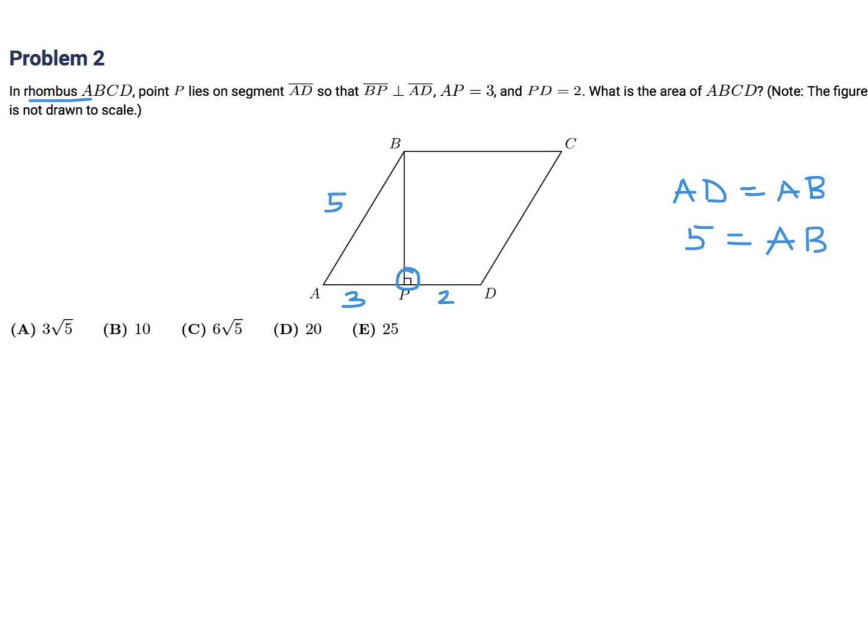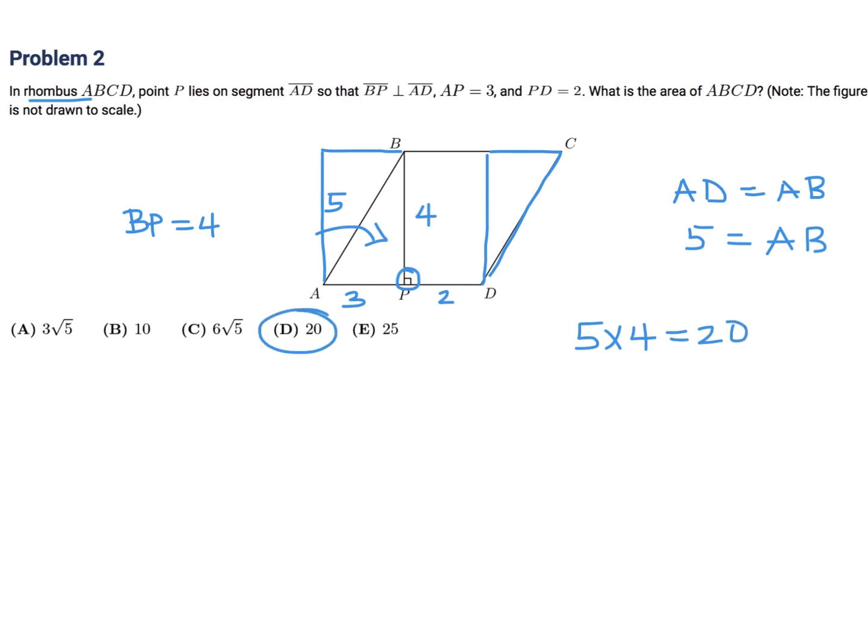And then this is a right angle right in there, so this triangle is a right triangle. Without too much calculation, you can figure out that BP is 4. 3, 4, 5 is probably the most common Pythagorean relationship in a triangle. Now we just have to figure out the area. If you were to take this segment here and place it over here, it would become a rectangle with the dimensions 5 and 4. So the area would be 5 times 4, which is 20. And that's pretty much it. So D is the answer.